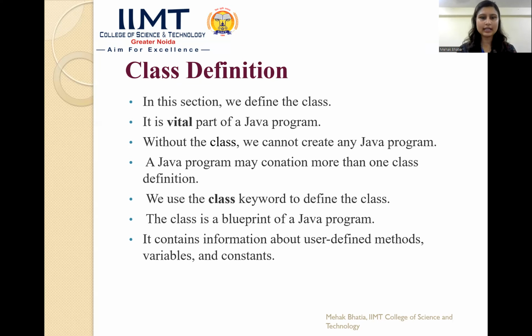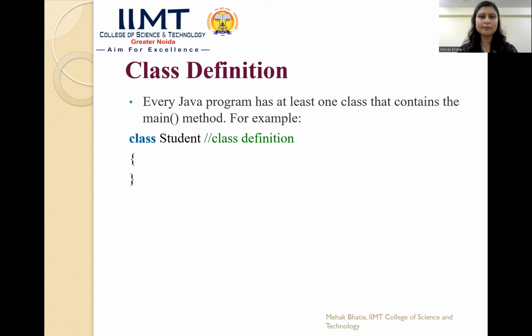Next is the class definition. Now in this section, we define a class. It is a vital part of a Java program. Without the class, you cannot create a Java program. Okay, so a Java program may contain one or more class definitions, and you can define a class with the help of the class keyword. A class is basically a blueprint of a Java program. It contains all the information of user-defined methods, variables, and constants. Okay, here is one example of a Student class. You can write the class keyword, the name of the class, and define it in the brackets.